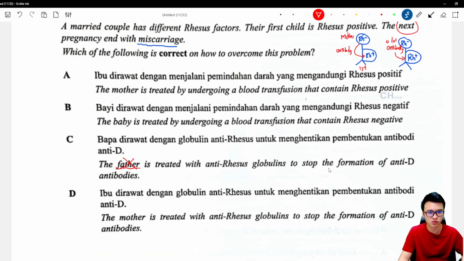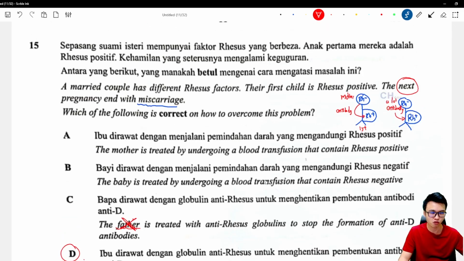with the anti-rhesus globulin to stop the formation of antibody. Yeah, father is not related. So the mother should be the one. The mother is treated with the anti-D globulin to stop the formation of the anti-D antibody. If we stop the mother from producing the anti-D antibody, then it will not attack the rhesus positive blood in the baby. So this child should have no problem surviving until it's born.